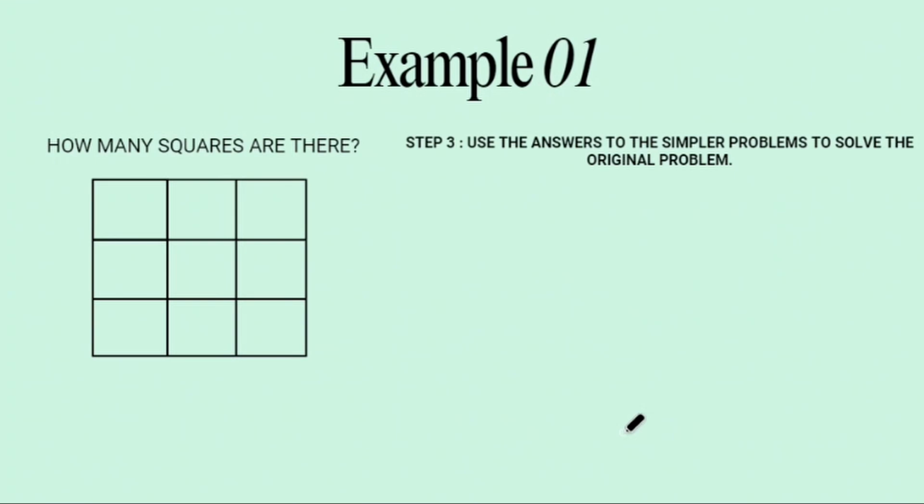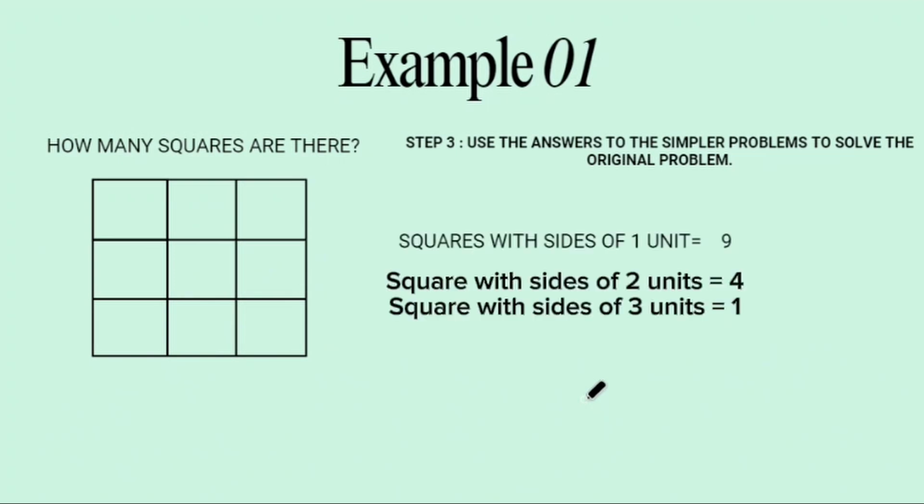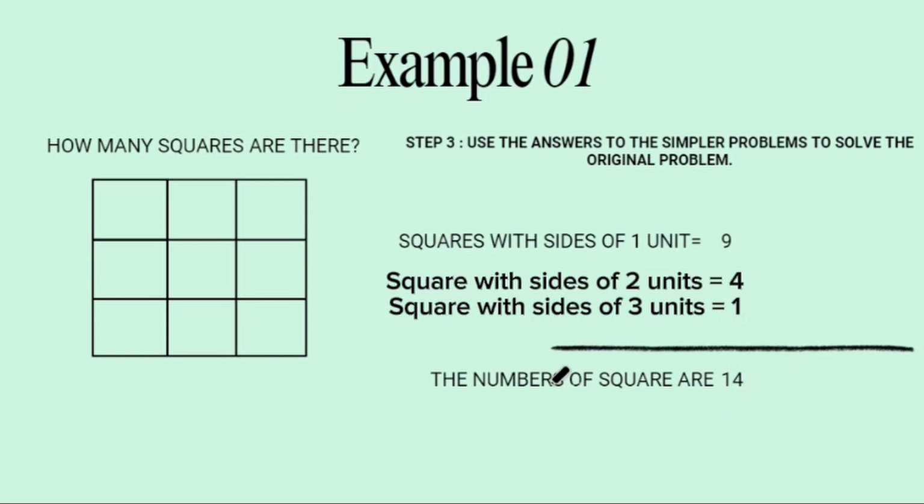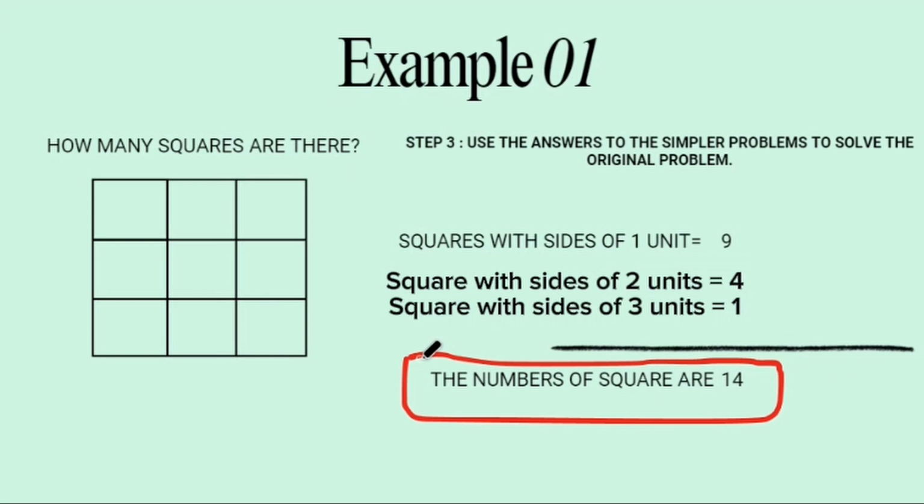So, in step 3, use the answers to the simpler problems to solve the original problem. So, this is what you'll do. What you found in step 2, you put here. This is 9, from step 2. So, you add them all. So, that's the answer. Well done. That's the answer already. Simple as that, right?